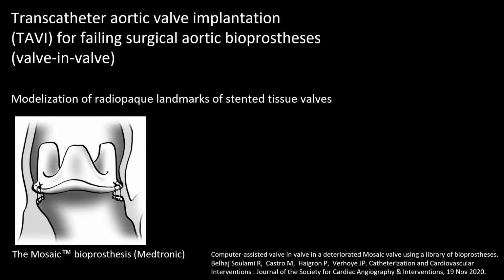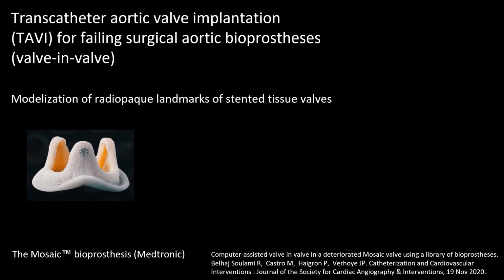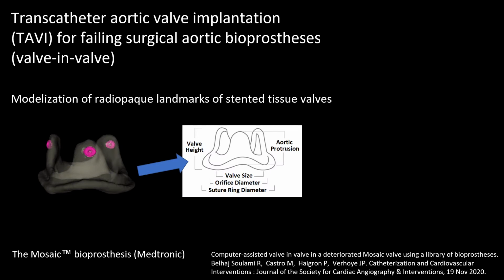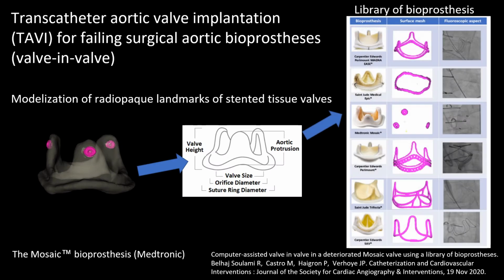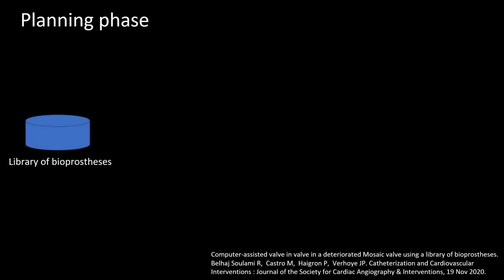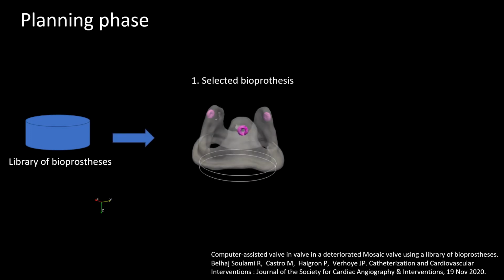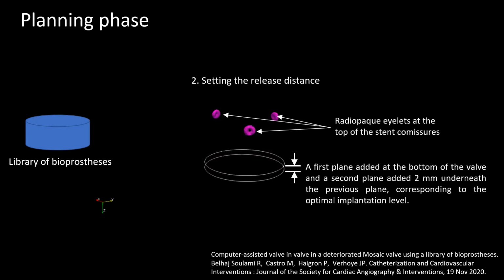Our approach was based on the modelization of radio-opaque landmarks of the bioprosthesis, which allowed us to create a library of surface meshes of bioprosthesis. Based on this library, the surface mesh of the corresponding valve is chosen, and the optimal level of implantation is added to the surface mesh to guide the implantation. In this case, of a mosaic valve, the main challenge is due to the lack of radio-opaque landmarks, namely 3 radio-opaque islets at the top of the commissures.